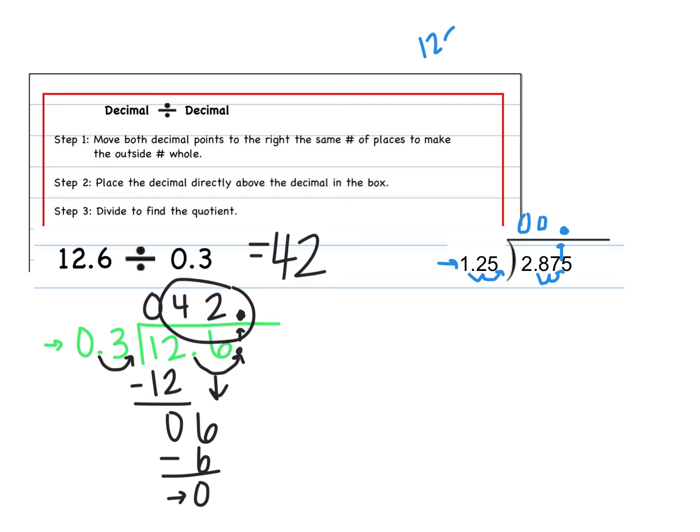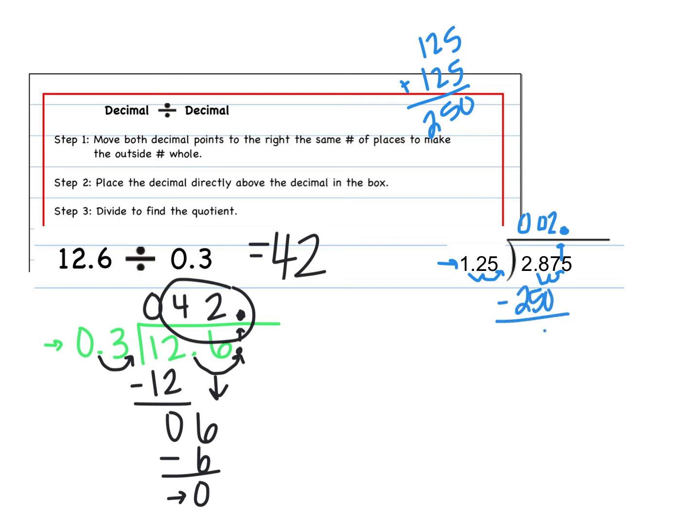Well, I know 125 and another 125, if I add those together, would make 250. And if I try to do more than that, it'll go over. So it fits in there twice. Now we multiply 2 times 125, which is 250.